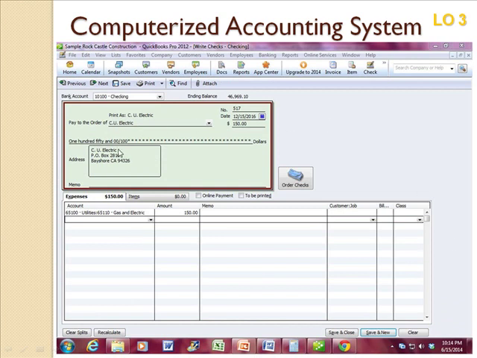This right here is how you actually write checks in the computerized system. Great thing about it, it looks like a check. Down here is where you tag the expense line that you're wanting to apply this check to. This could be applied to a liability or anything you want it to apply to, as long as it's correct.